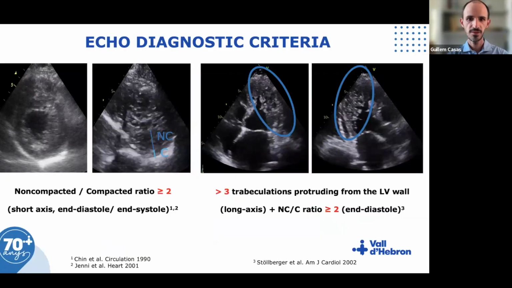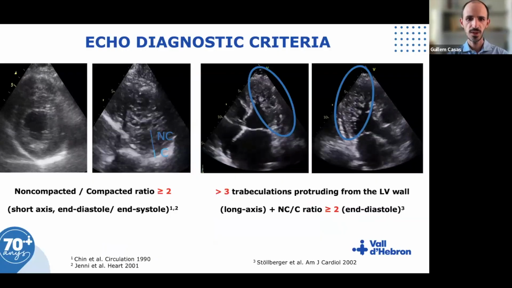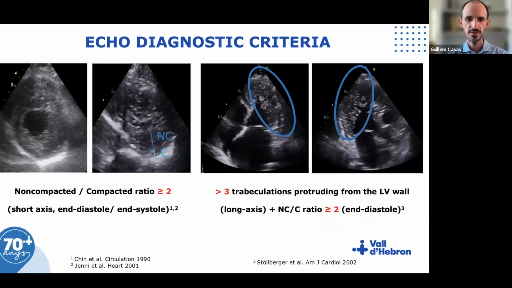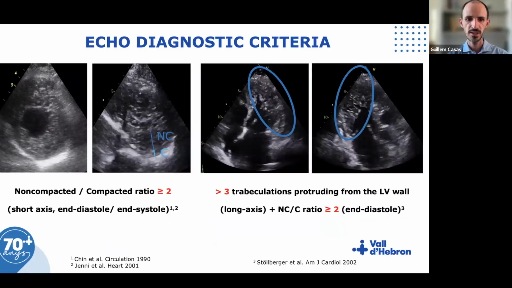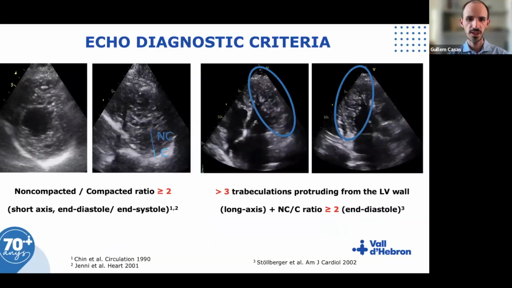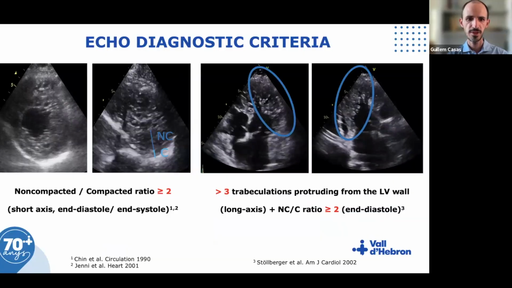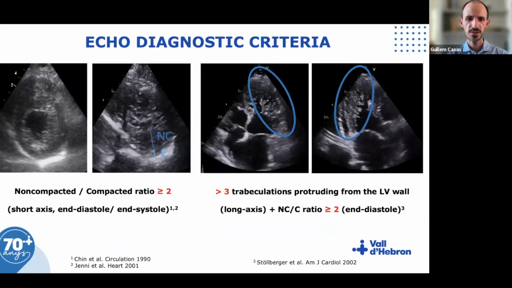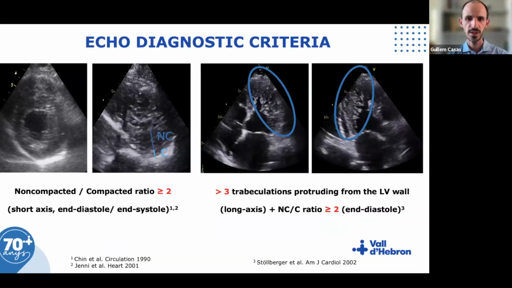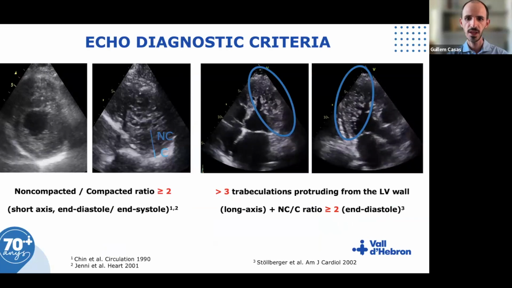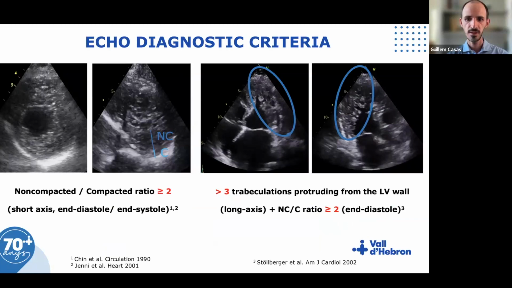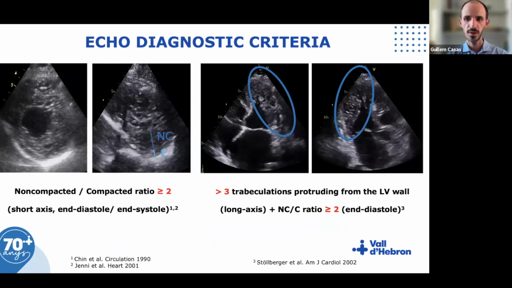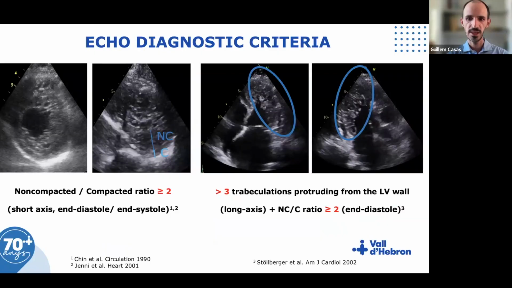Just a brief summary of the echo diagnostic criteria. We usually measure the relative thickness of the non-compacted to the compacted layer in a short axis. It can be performed either at end diastole or end systole, and this ratio has to be higher than 2 to be suggestive of non-compaction. We can also measure the number of trabeculations protruding from the LV wall together with the ratio in short axis.